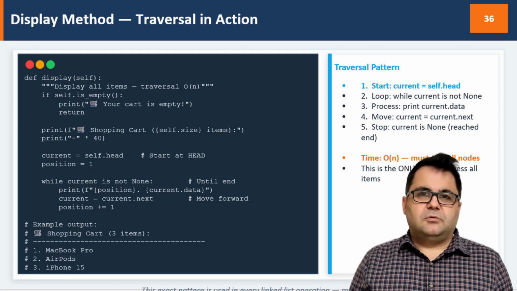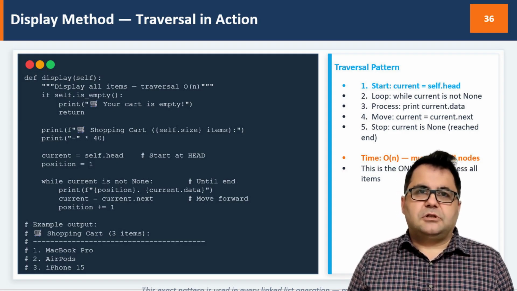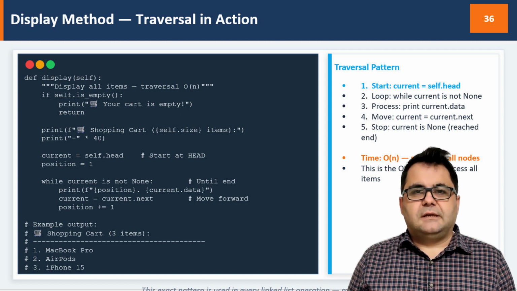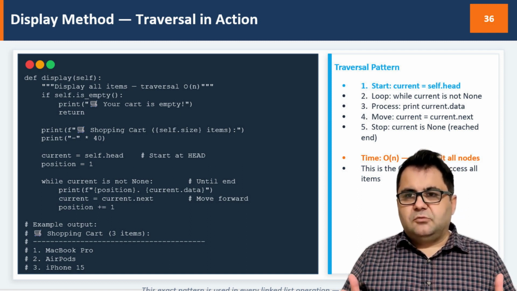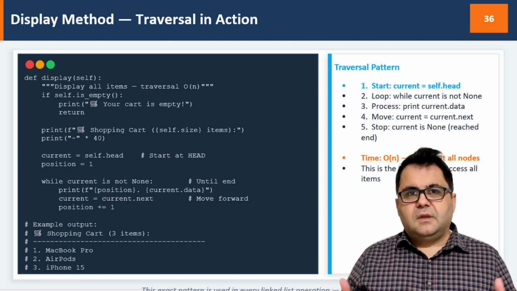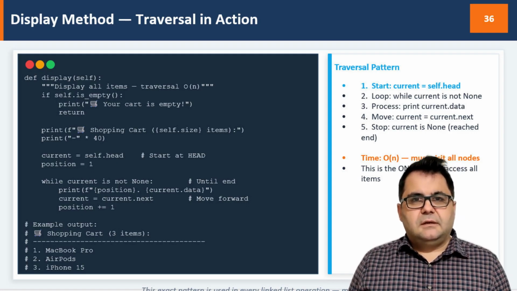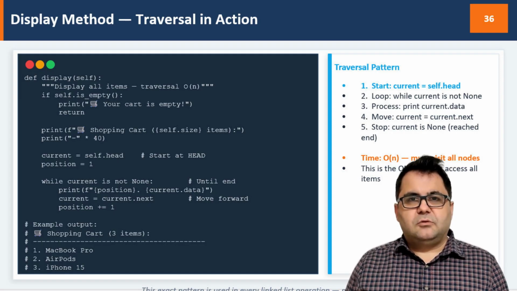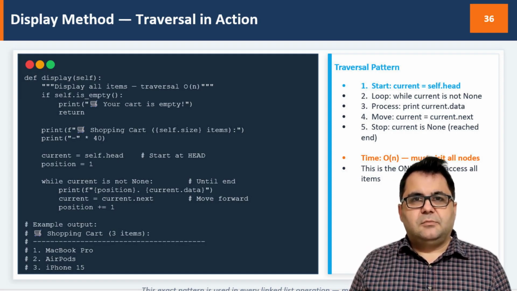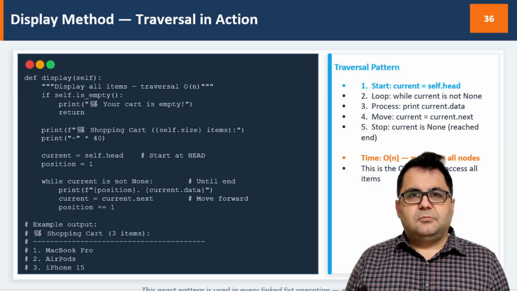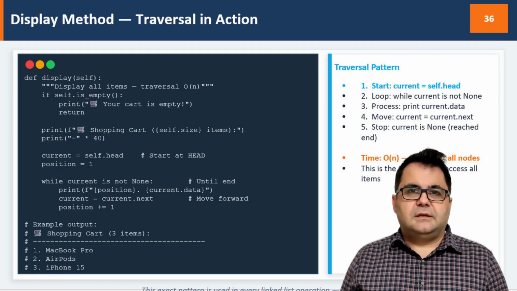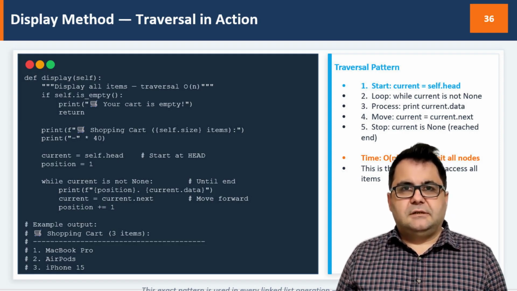Then the traversal algorithm. Set current equals self.head to start at the beginning. Initialize position equals 1 for numbering. While current is not None, print the position and current.data, move to next by setting current equals current.next, and increment position. This loop continues until current becomes None, which means we've reached the end.